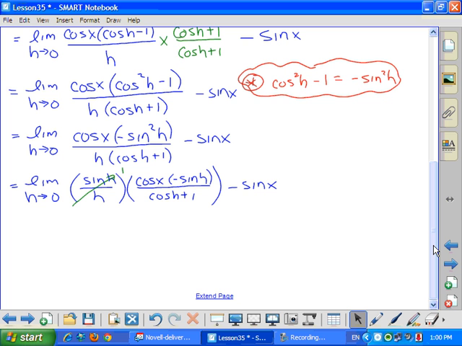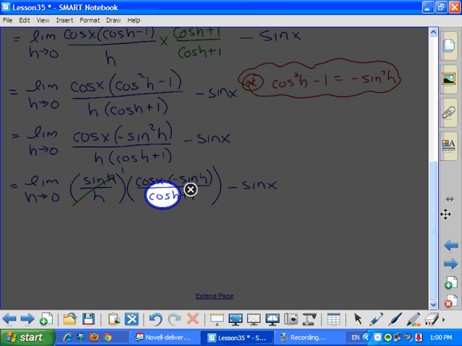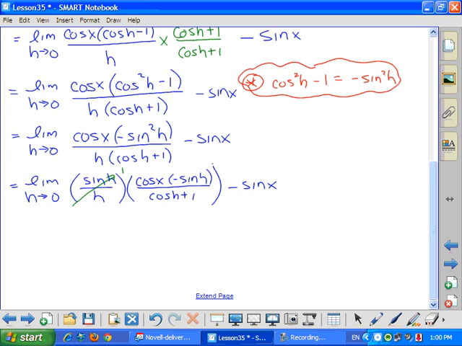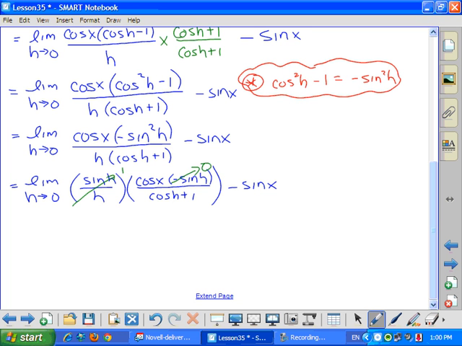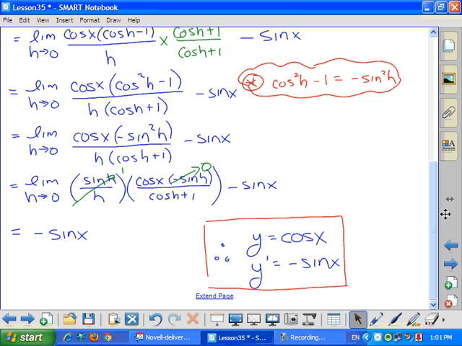Now in the denominator, if h goes to 0, that's just going to be a 1, so we're going to have 2 on the bottom, so we have no problems. What is sine of 0? Turns out to be 0, which means that that whole first term goes to 0, and all we're left with is the negative sine x. So therefore, if y is equal to cos x, the derivative of cos x is negative sine x. All that hard work just to find that out.